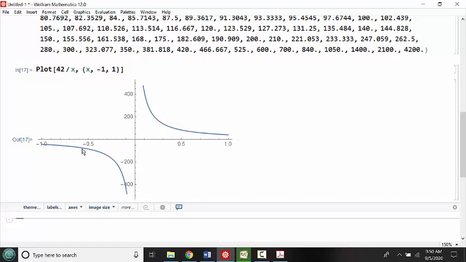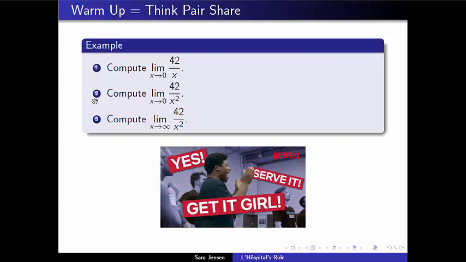The values in this direction are becoming very, very negative. The values from this direction are becoming very, very positive. These two things are not the same, so this limit does not exist. We don't have to go back to square one and re-envision what's happening here. Let's compare that to the behavior of what ought to be happening in the second example.